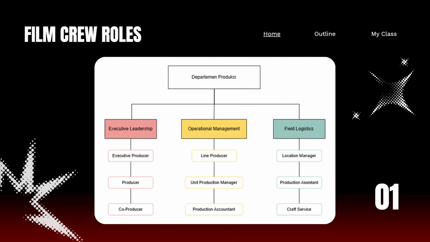Next, we have the location manager. This person helps find locations that match the director's vision. They handle all the permits, rental fees, police clearance, and security to ensure a safe shoot. Next, we have the production assistant or PA for short. They provide general help to the production team. They are the quick responder for any urgent or sudden needs on set. Next, we have craft service. They are the ones responsible for providing food, drinks, and snacks to keep the crew comfortable and energized.